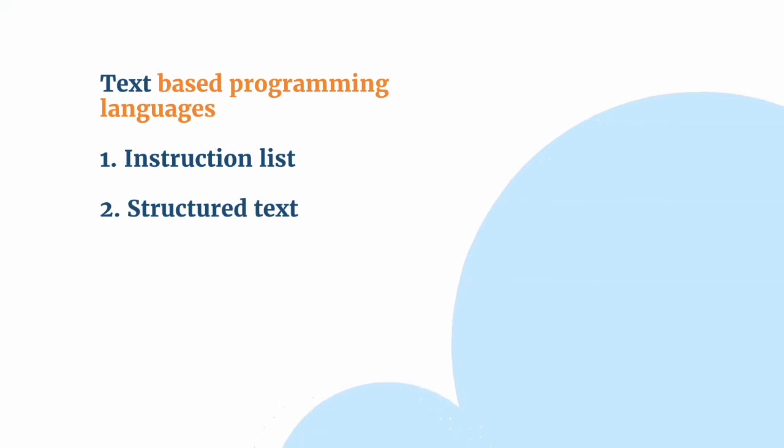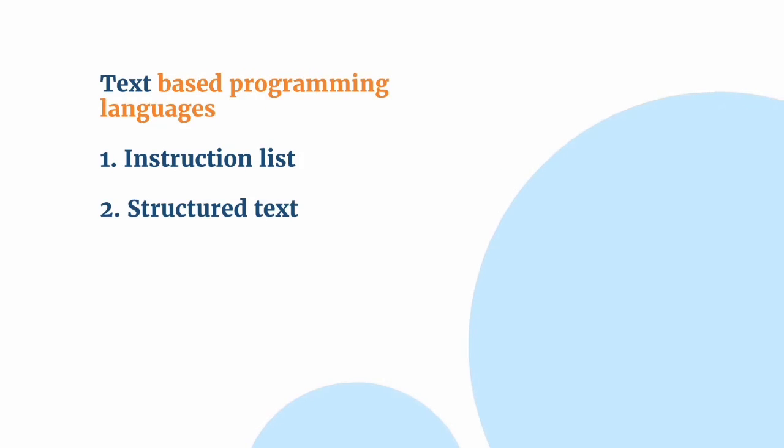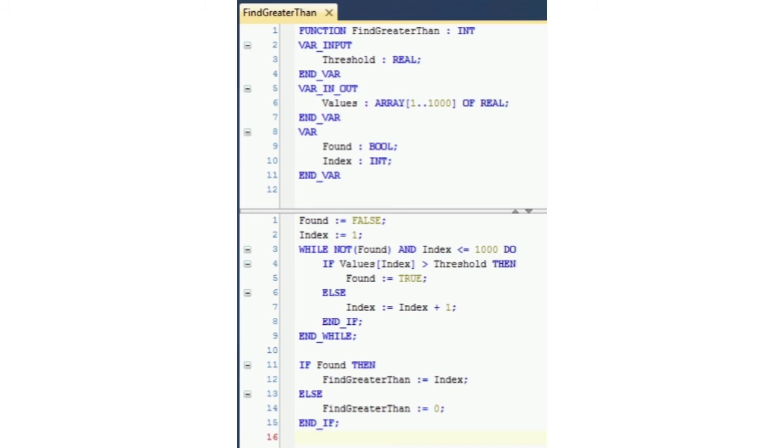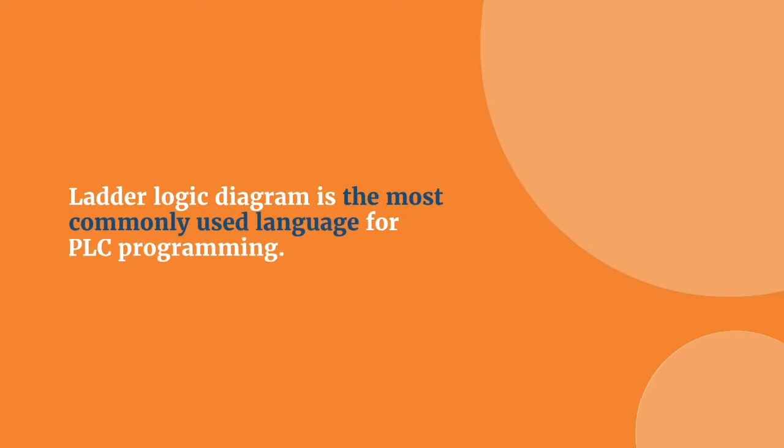For the text-based programming languages, we have two of them. Number one is the instruction list, and the second one is structured text. Ladder logic diagram is the most commonly used language for PLC programming.